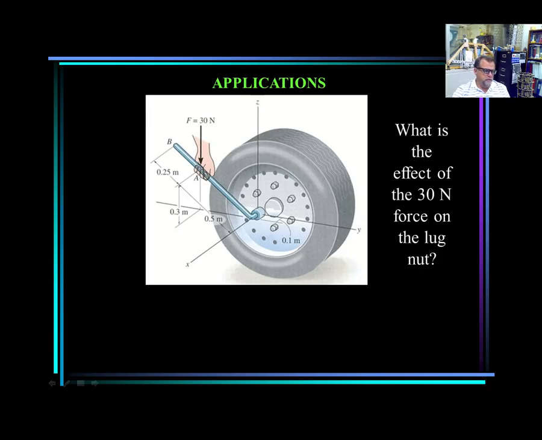Another application, what is the effect of this force here on that lug nut over there? Once again, you have a force, you have application of a force, you have a point, you have a distance. That is showing you important features of moment.